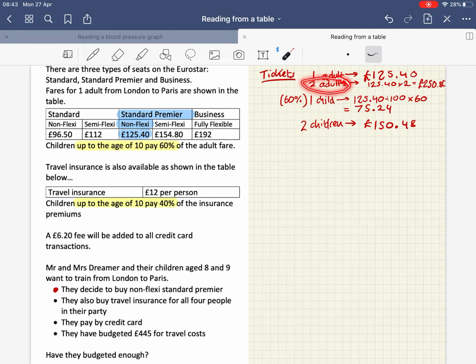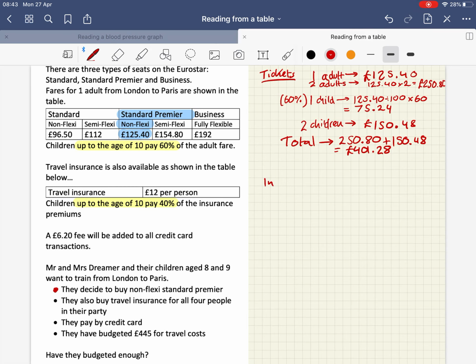You can shortcut it a little bit by finding, once you found the cost of 2 adults, you could just find 60% of that amount for the cost of 2 children. I prefer finding the cost of 1 and then multiplying it, purely because then it means I'm getting in sort of a routine and I can deal with any number of children quite happily for these types of questions. And then my total now, adding those 2 bits together, so the £250.80 plus the £150.48, that total amount is now that £401.28.